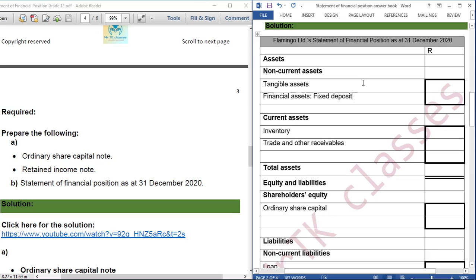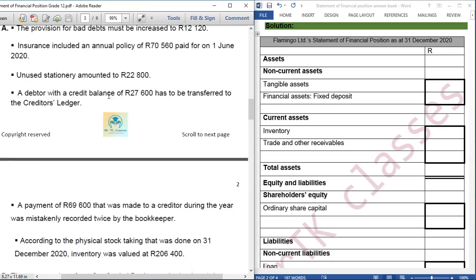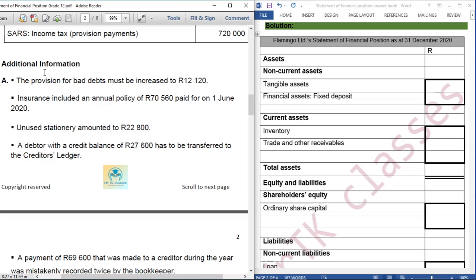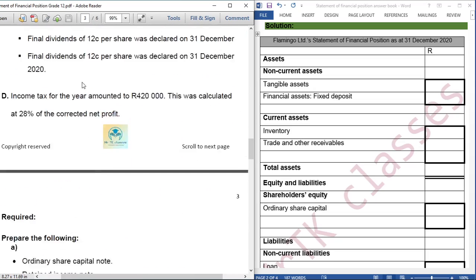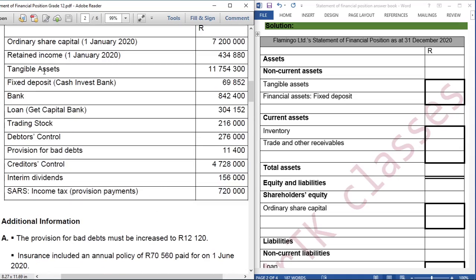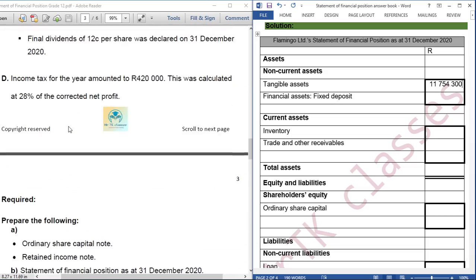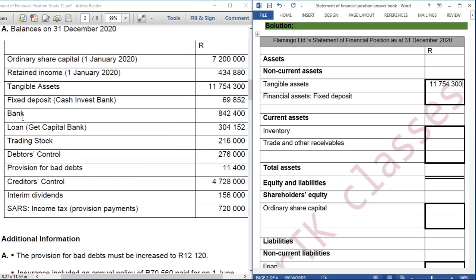Fixed deposit. Right. So, let us go back to our information. Tangible assets. This is the amount. Let us go through our additional information. We don't have anything that is related to tangible assets under additional information, so we are going to take 11,754,300. Then fixed deposit, this is the amount. Let us go through our additional information. We don't have anything that is related to fixed deposit under our additional information, so we are going to take 69,852.